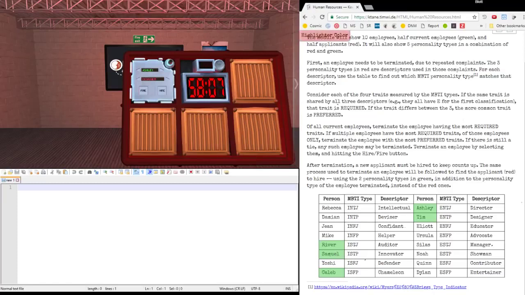Red traits, I have the designer, the intellectual, and the director. For red names, I have Dylan, Noah, Eliott, Silas, and Ursula. And for desired traits, I have the innovator and the entertainer.